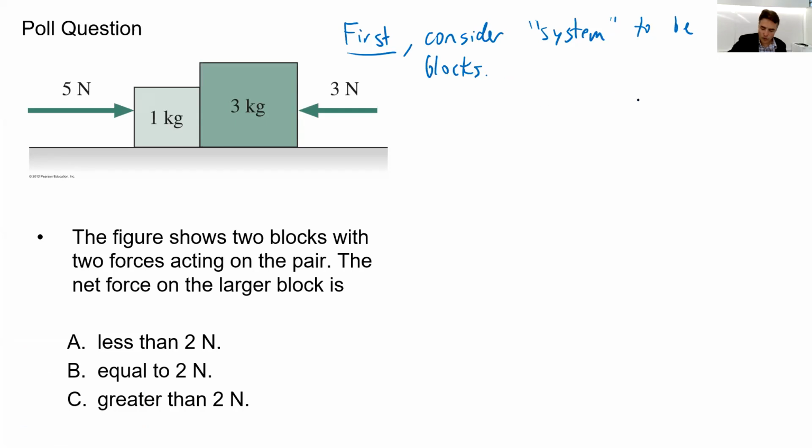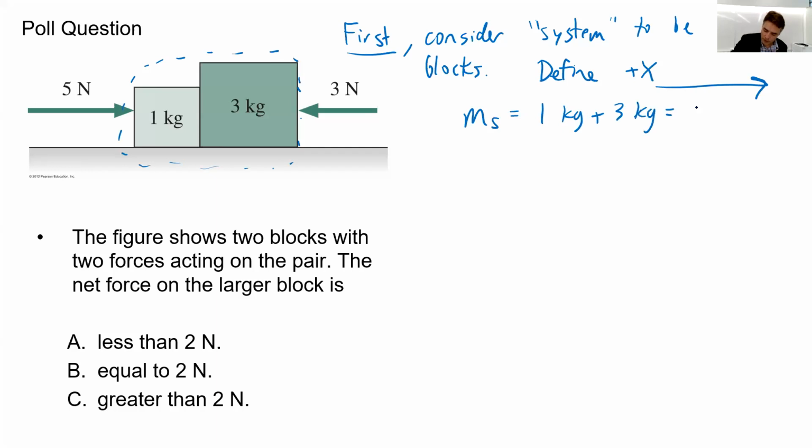Okay, and so what we're going to do is define plus x to be in this direction towards the right. We can draw our little dashed line around that. So the m of the system is equal to 1 kilogram plus 3 kilograms equals 4 kilograms. And we're going to find the a.